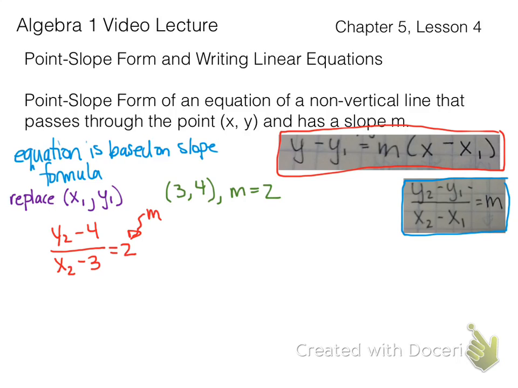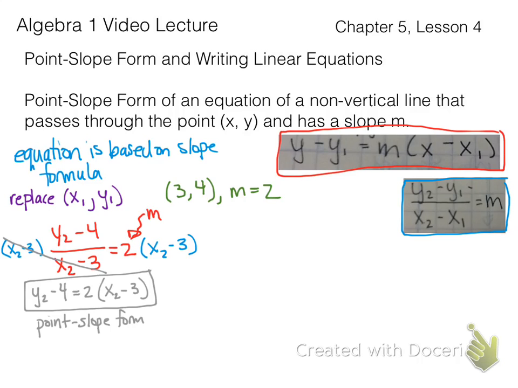So I kind of want to get rid of the fraction bar. Let's just say I want to. So what I'm going to do is multiply by x2 minus 3 on both sides. The x2 minus 3 is going to cancel out on the left. And I'm going to be left with the formula y2 minus 4 is equal to 2, which is the slope, times x2 minus 3, where the actual point that I know from the equation is the 4, which is the y-coordinate, and the 3, which is the x-coordinate.